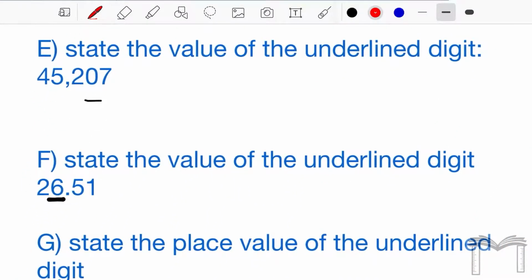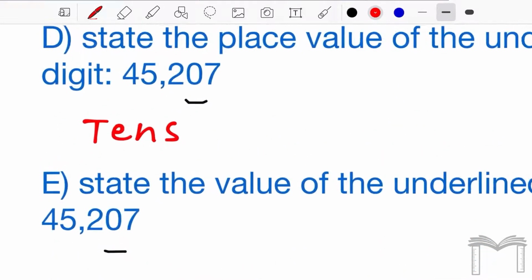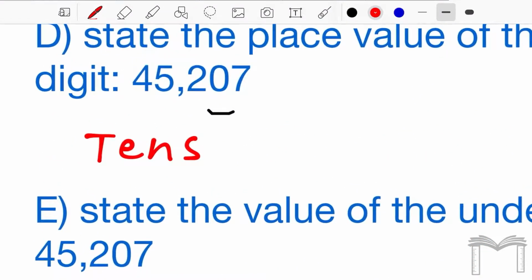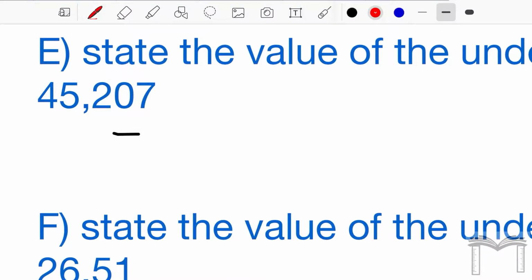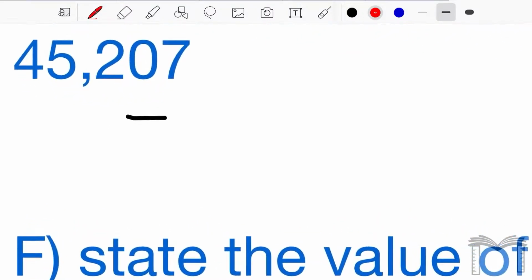Part E. State the value of the underlined digit. So we can see that for both Part D and Part E, we have the same number, but one is asking for the place value and the other is asking for the value. So the value of the 0 will be 0 tens, which is also 0. The value of any digit that is 0 will always be 0.